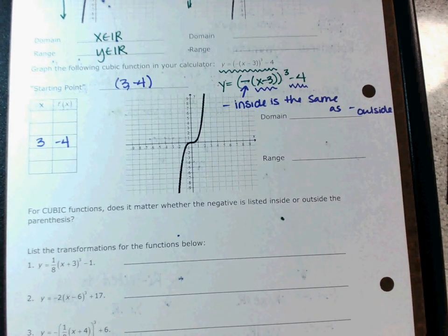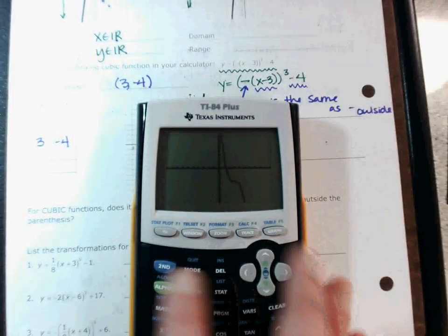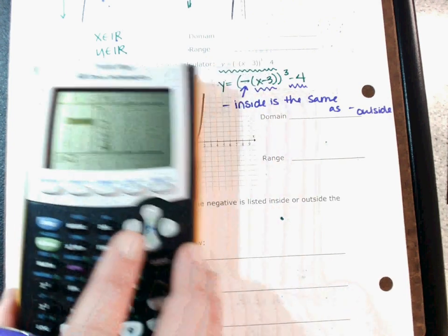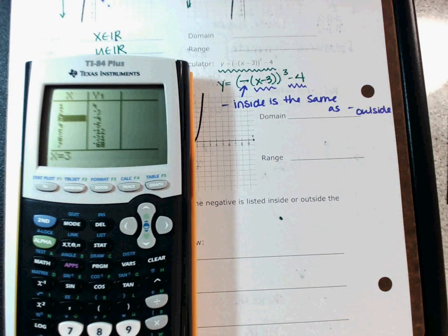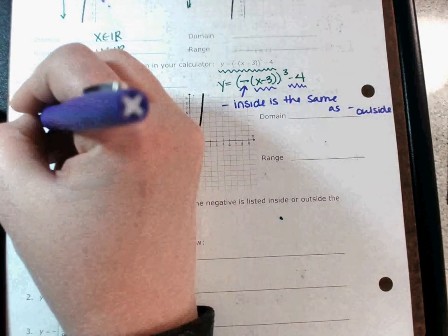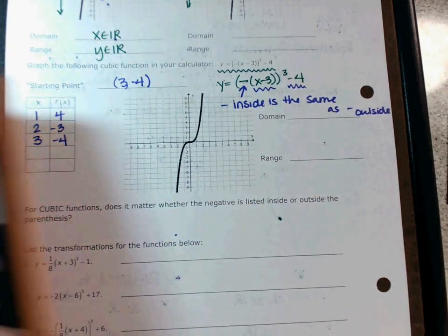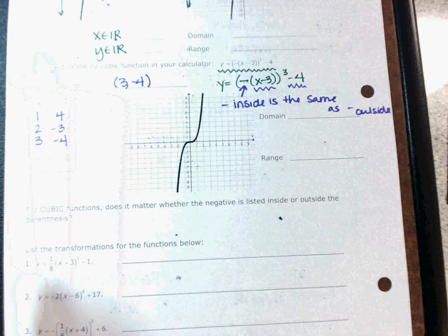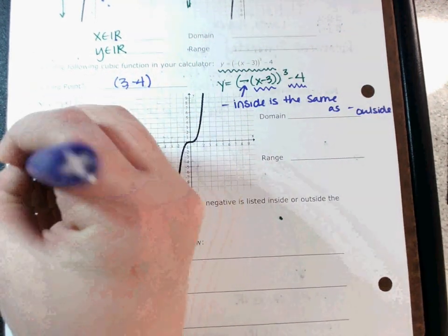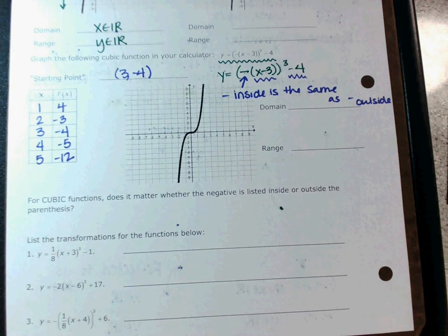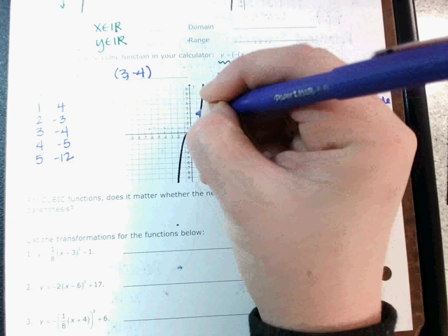And then while you have it typed in, we're going to pick specific points for this one. So I'm going to come in here to my table. I'm going to go to 3, negative 4, and I'm going to look at the points around it. So the points above it are 2, negative 3, and then 1, 4. The points on the other side of it are 4, negative 5, and then 5, negative 12, which is not going to fit. Okay, so let's graph those dots. 1, 4 is here.